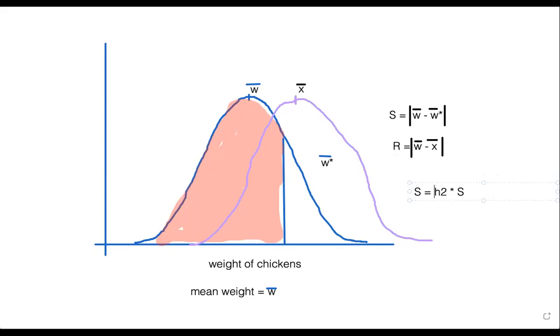Whoops, got that backwards. The response to selection is equal to narrow sense heritability times the strength of selection. The response is equal to narrow sense heritability times this, which is also called the selection differential.